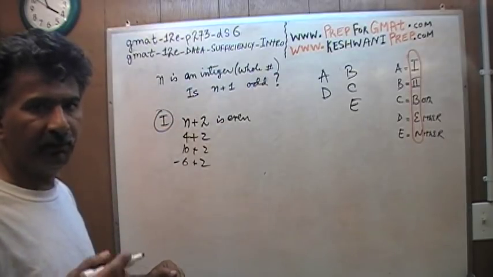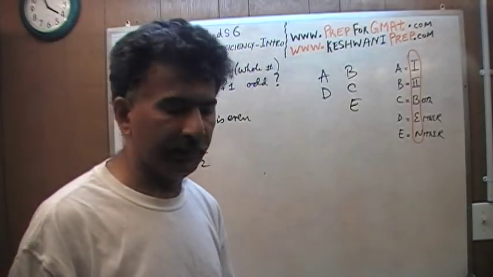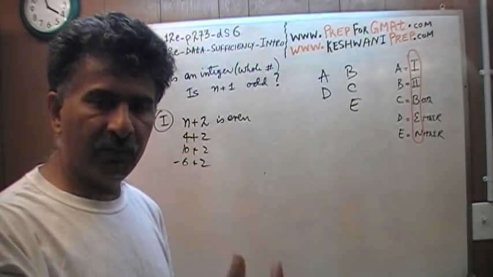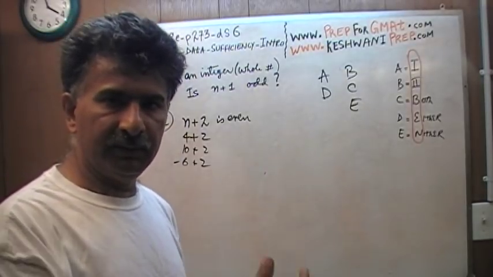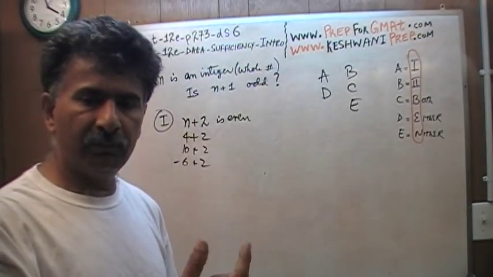An even number plus 2 will remain even. An odd number plus 2 will remain odd. If you go in increments of 2, then whatever it is, it's going to remain. If it's odd, it's going to remain odd if you keep adding 2 to it: 3, 5, 7, 9, and so forth. If it's even, if you keep adding 2 to it, it's going to remain even.